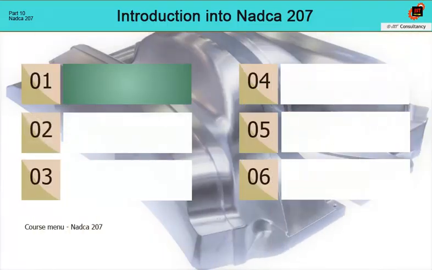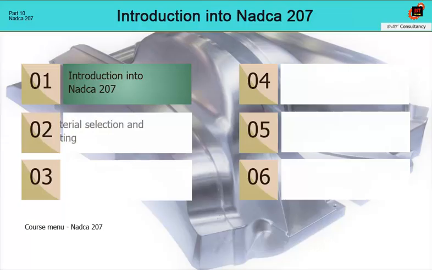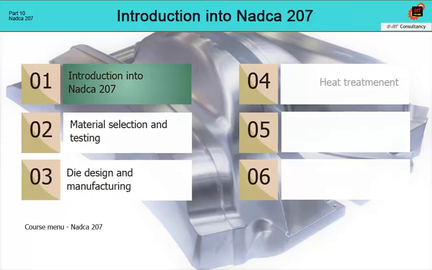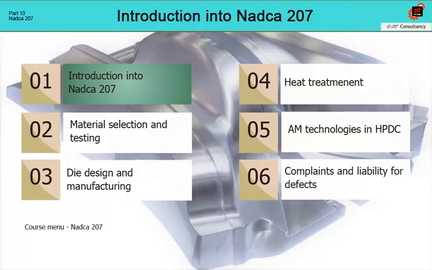This interactive course is split into several sections: General Introduction to NADCA 207, Material Selection and Testing, Design and Manufacturing of Dies, Heat Treatment, and AM Technologies in High-Pressure Die Casting. The last section is dedicated to the complaints and liability for defects. Each section also includes knowledge tests, which should enable better acquisition of basic principles and at the same time improve the knowledge of all levels of staff on this issue.